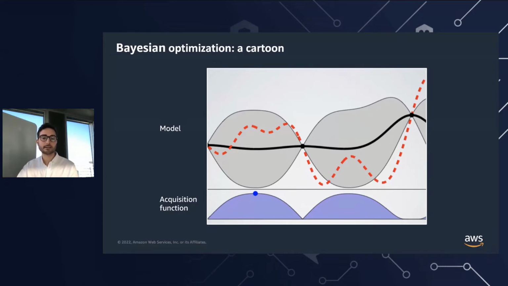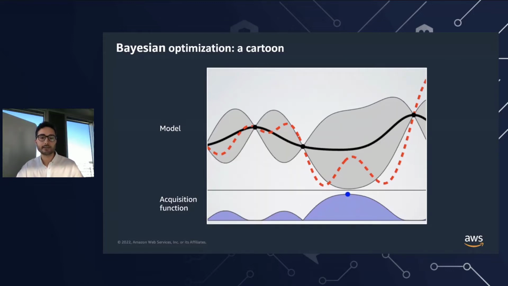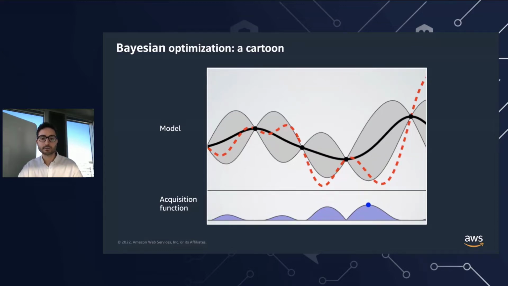Our acquisition function tells us what we should try next, and then we evaluate that hyperparameter. We train the model with that hyperparameter, we compute the objective, and now we can update our model. You can see how, iterating these steps, the black curve gets closer and closer to the red curve, which is the true objective that we want to minimize. We iterate these steps.